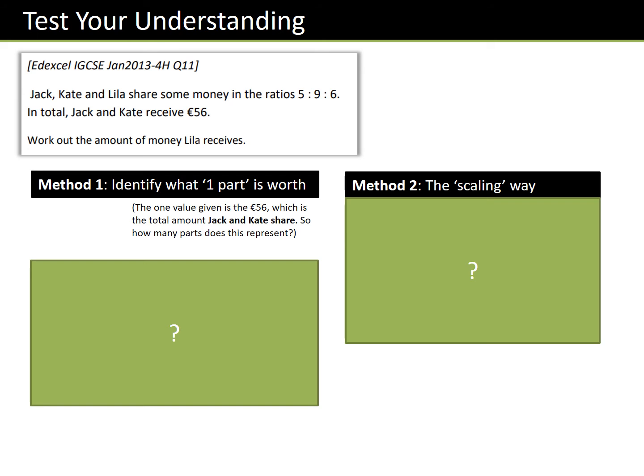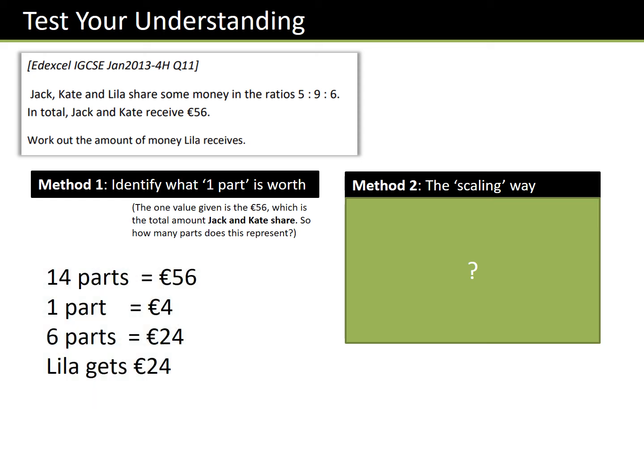So, using method 1, what is 1 part? The one value given is €56, but how many parts does this represent? So, we have 14 parts, 5 and 9, is 56, because that is Jack and Kate's. Therefore, 1 part is 4. So 6 parts is €24. Lila gets €24.